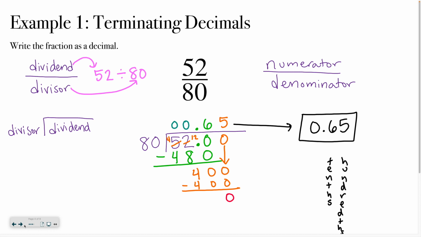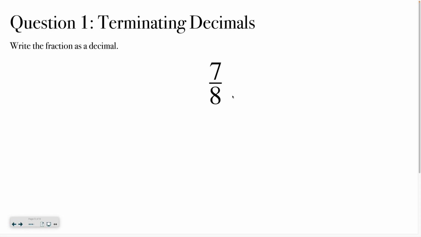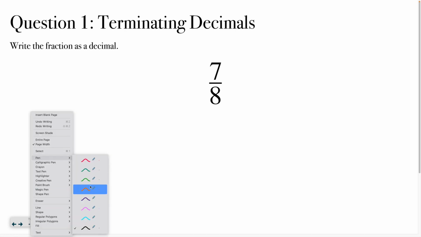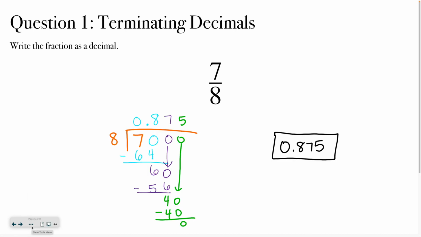If you have questions about that, please ask for some help. I'm happy to help you. Why don't you go ahead and figure out the answer for this fraction, convert it to a terminating decimal. Good luck. Okay, for this problem, hopefully you ended up at 0.875 or 875 thousandths.